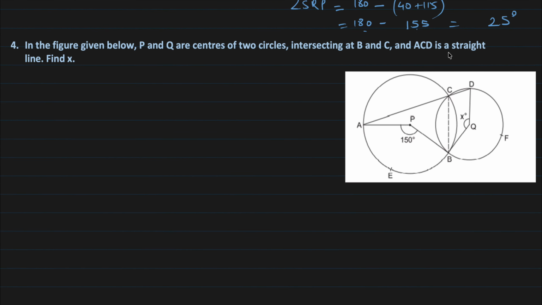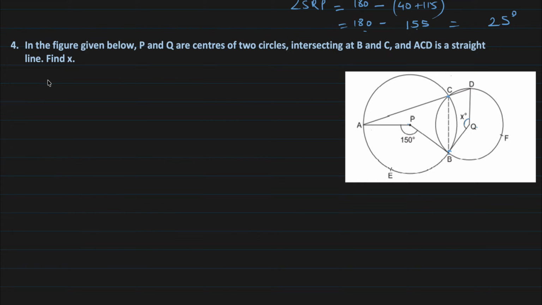Now in this figure given below, P and Q are the centers of the two circles intersecting at the points B and C. ACD is a straight line. Find X. We need to find out this X. Okay, so let's begin with this.